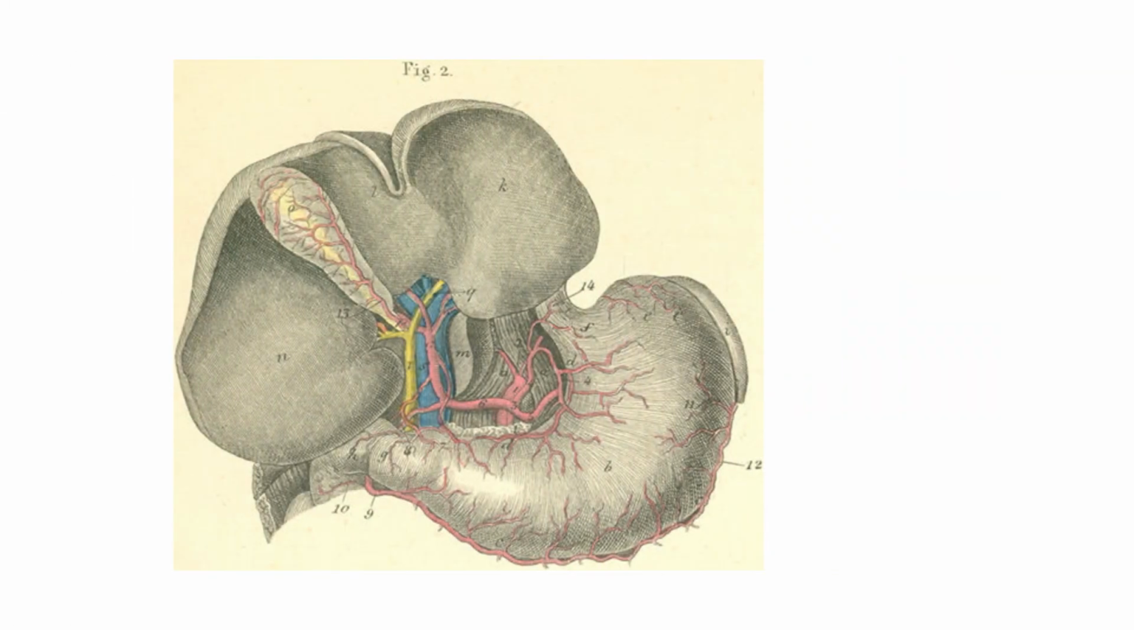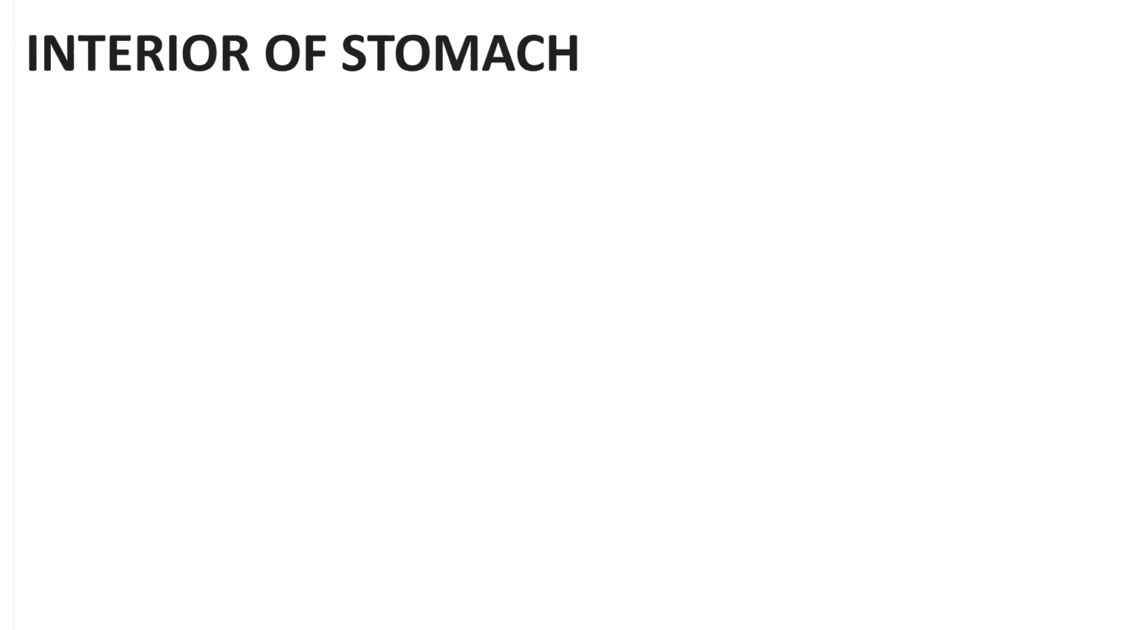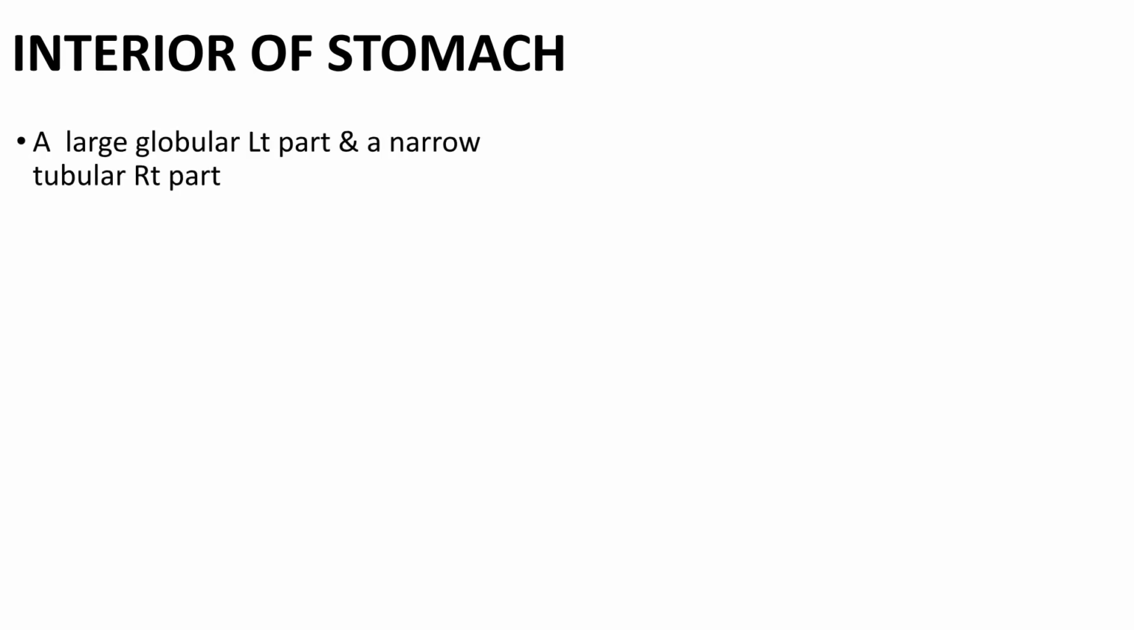This illustration shows the relation of the stomach to surrounding organs and vasculature. The postero-inferior surface is related to the stomach bed, which includes the diaphragm, left suprarenal gland, the upper front part of the left kidney, the splenic artery, the anterior pancreatic surface, and the colic flexure, along with the transverse mesocolon. The interior of the stomach comprises a large, globular left part and a narrow, tubular right part.